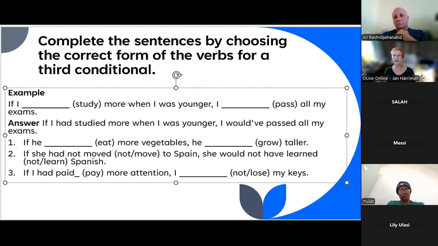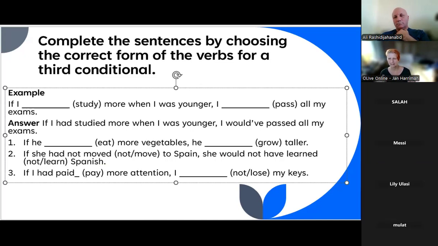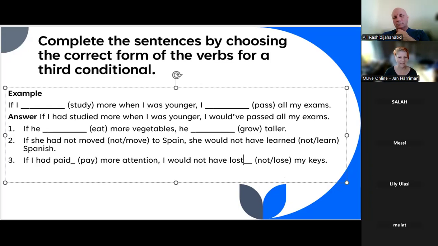Yes. And there's a question, where does that not go? I would not lose my keys. Yeah, we would say, I would not have lost. Or wouldn't have. Yeah, or wouldn't. Yes, you could. We can always use the contraction.